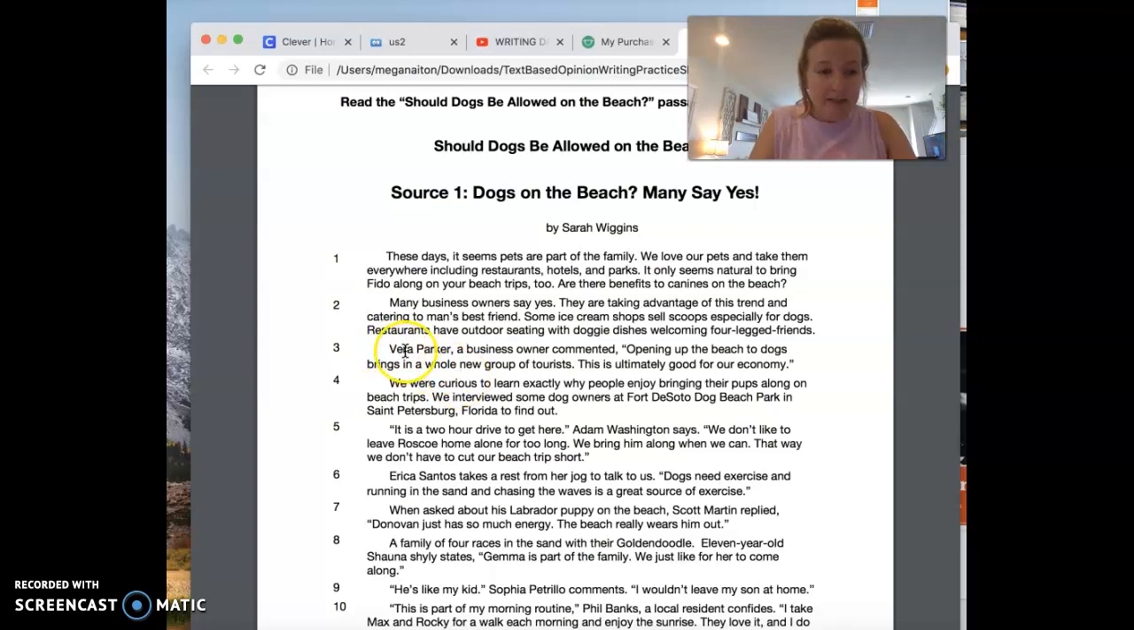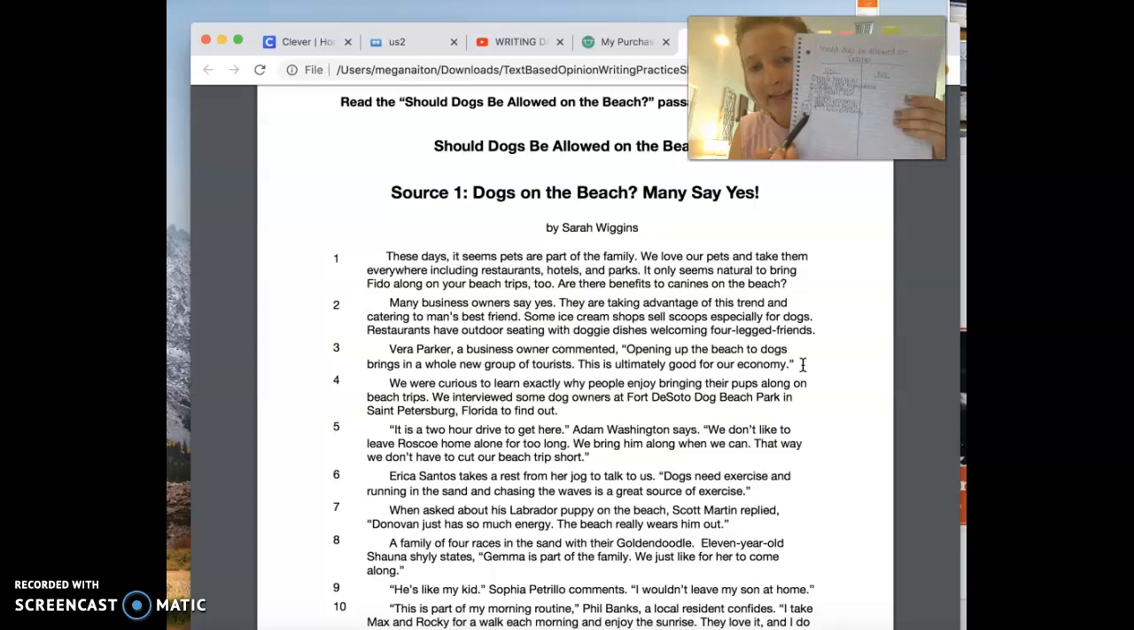All right, paragraph 3. It says Vera Parker, a business owner, commented, opening up the beaches to dogs brings in a whole new group of tourists. This is ultimately good for our economy. An economy is like when people spend money. So I'm just going to say good for economy. It's saying more people equals more money. That's kind of my original thought too. More people equals more money. I'm going to add OT next to that because that's pretty much coming from my head, supported from the text. But remember, original thought is anything that is not in the text that we get from our head.